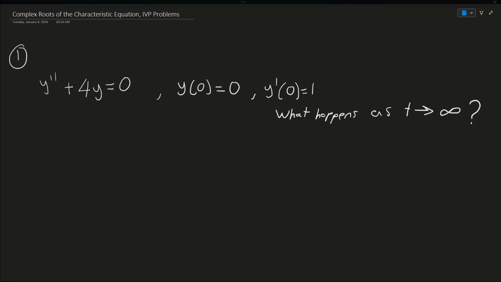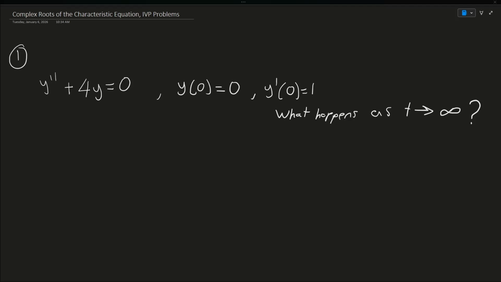Let's work on complex roots of characteristic equation IVP problems. So our first problem is y double prime plus 4y equals 0, y(0) equals 0, y prime of 0 equals 1, and what happens as t approaches infinity?